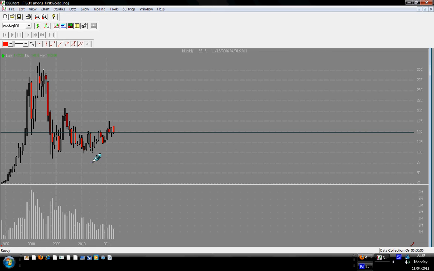monthly chart. We can see that there was a clear cut downtrend. Now the price popped out and retested here, and is making a kind of movement to the upside here. There is a demand here.